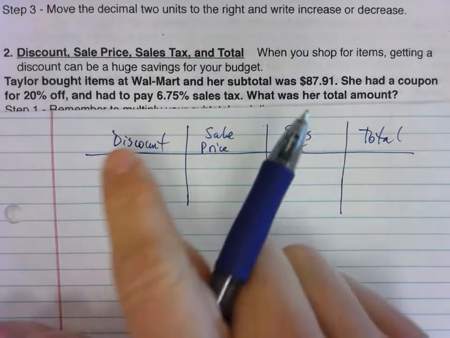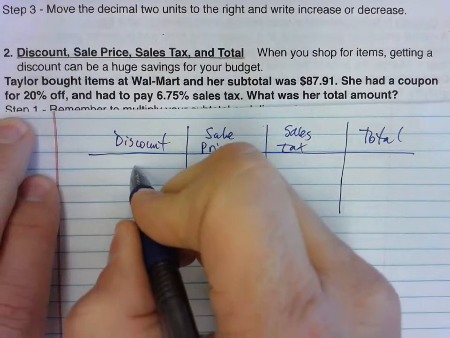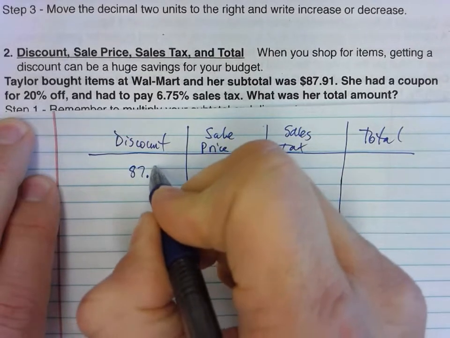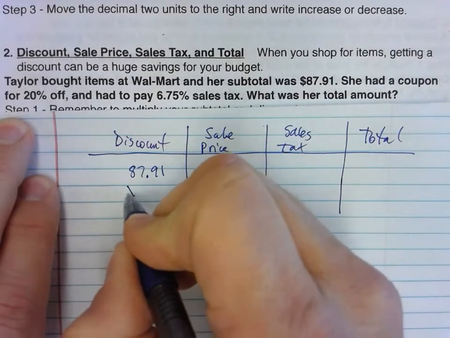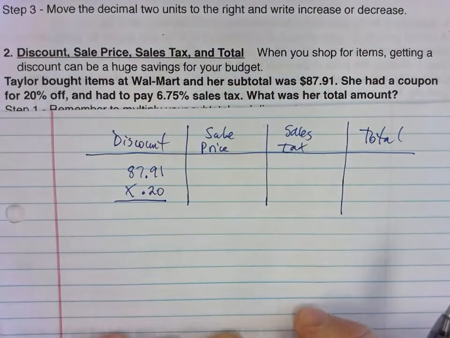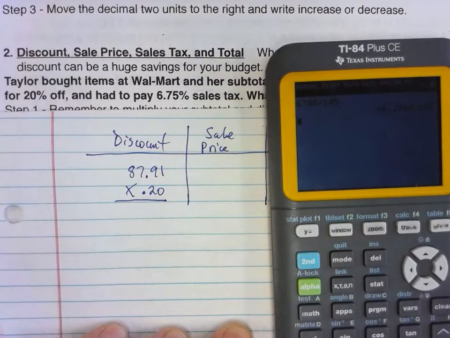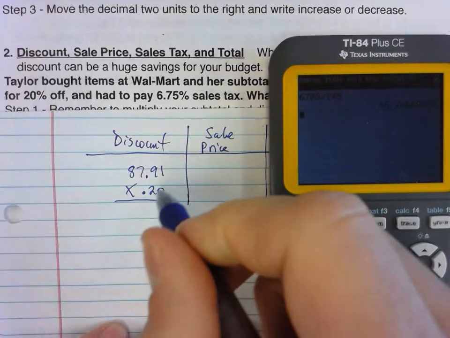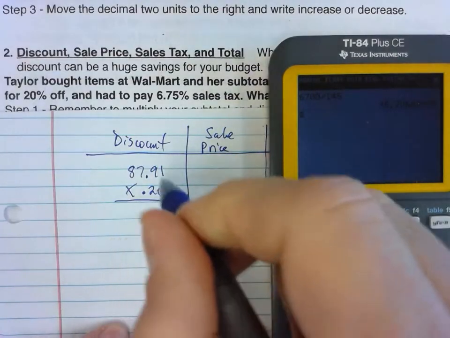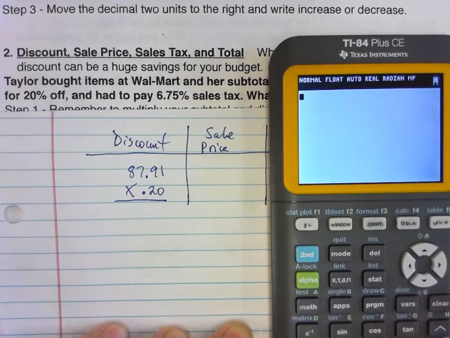Okay, so all our items added up to $87.91. Then she's going to get 20% off. So $87.91 times 0.20. If you want to use a calculator for that, you could. Hopefully you can do it by hand, multiplying all that by 0 and then multiplying by 2. But we're going to speed it up here on the video so we can do it a little bit faster.